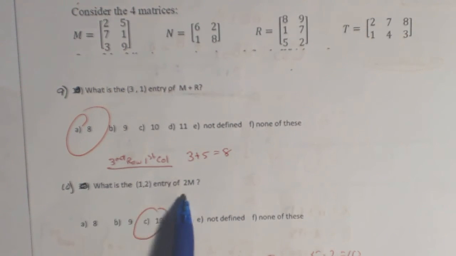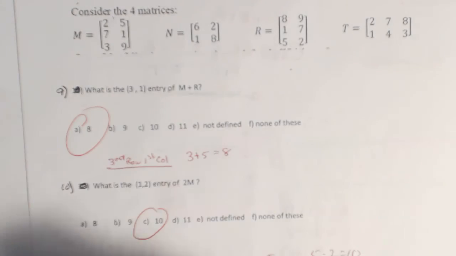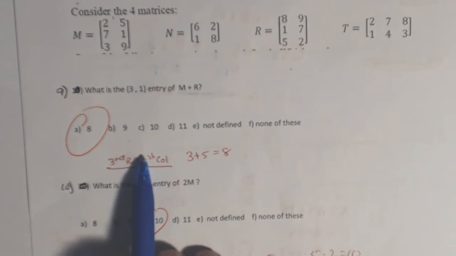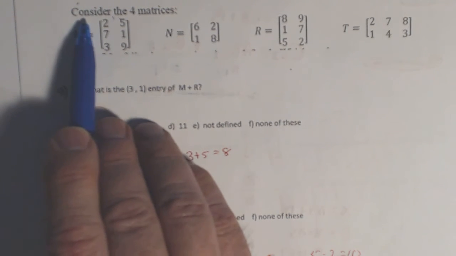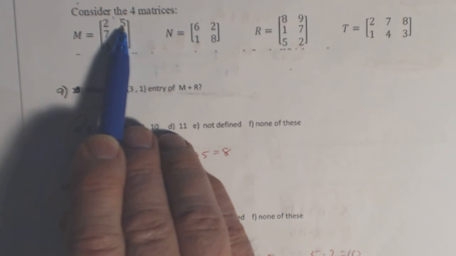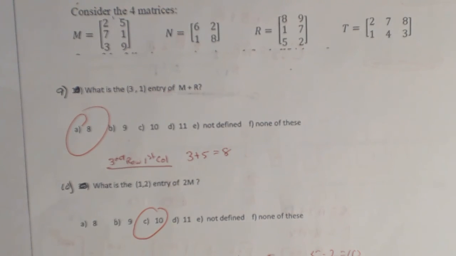And to get the 1, 2 entry of 2 times M, 2 times M is what you get when you just multiply everything in M by 2. So if we're looking for the 1, 2 entry, that's the first row, second column, which is a 5, and 2 times 5 will give us 10.